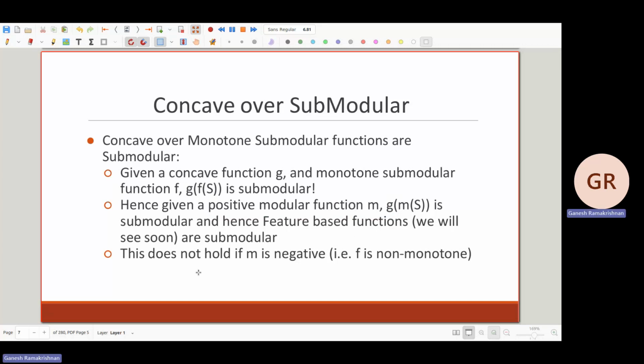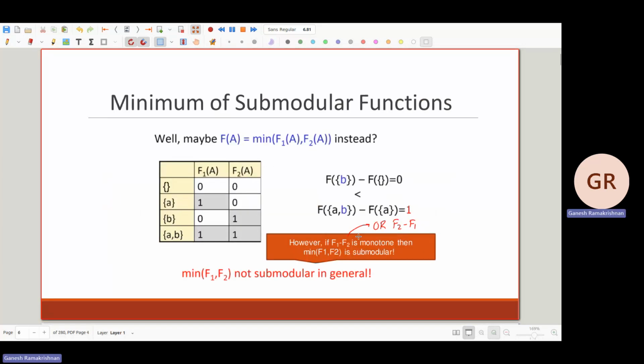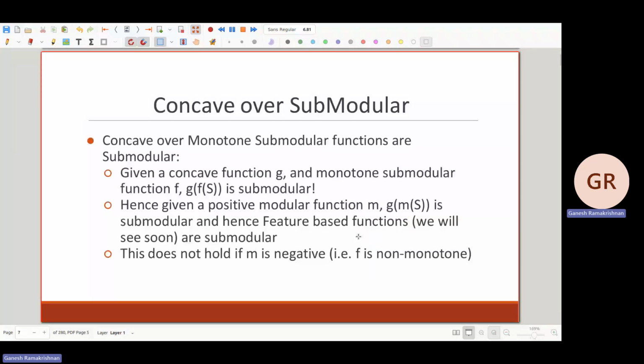We'll see the feature-based functions; they're submodular. This does not hold, of course, if m is negative. If m is negative, then it doesn't hold. You will want it to be positive if it's a modular function, so that it will be monotone. You want it to be monotone. Here's the example I showed on the board: the cardinality is positive modular and square root is concave. Therefore, square root of cardinality of A is submodular.